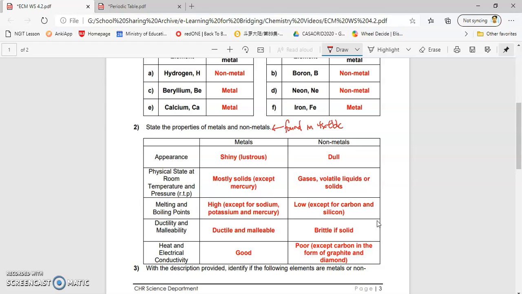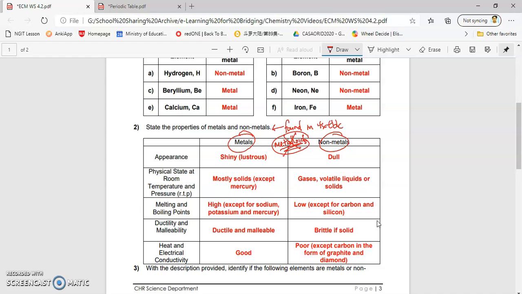Now, I just want to highlight in your textbook, they did say that there's this group of elements called the metalloids. Now, in your current syllabus, we are not so focused on the metalloids itself. So generally, everything can be classified as a metal or non-metal. Don't bother yourself with the idea of metalloids. Just focus on metal or non-metal. Okay, now let's carry on.